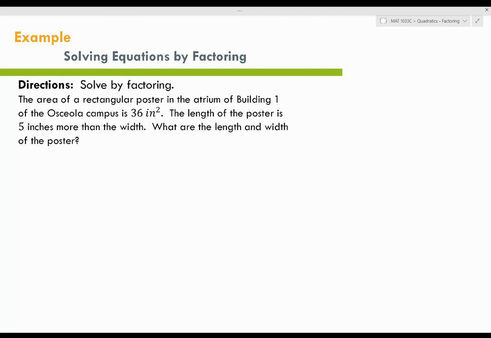So it says solve by factoring. The area of a rectangular poster in the atrium of Building 1 of the Osceola campus is 36 inches squared. The length of the poster is 5 inches more than the width. What are the length and width of the poster?